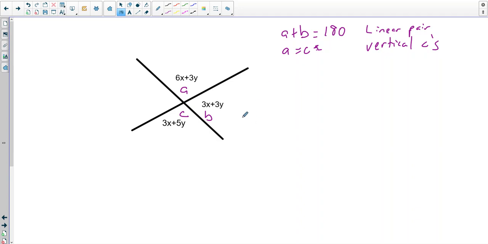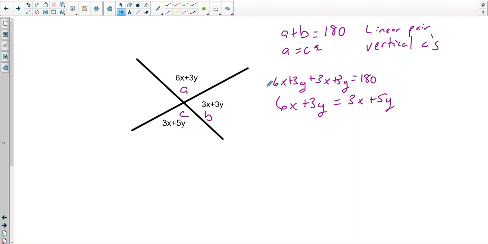Okay, so now that I know those, I can set up my system. I can say that 6x plus 3y plus 3x plus 3y will equal 180 degrees. At the same time, I also know that 6x plus 3y is equal to 3x plus 5y. So we're going to have to do a little bit of work here to be able to solve this system. Our options are either substitution or elimination. I believe elimination is going to be the best bet.